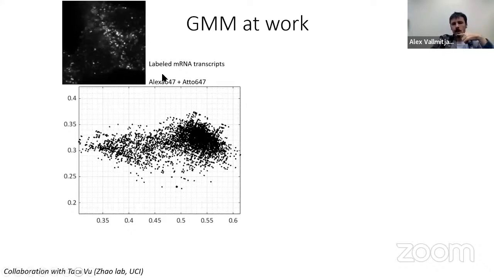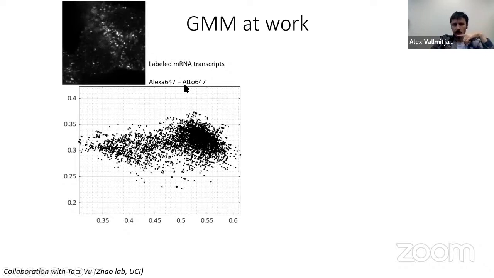Yeah, so I was saying they were labeling mRNA transcripts with two different probes. So you have two genes, one labeled with Alexa 647 and the other one with ATTO 647. These are two fluorophores that emit in the red region of the spectrum, but have distinct lifetimes.